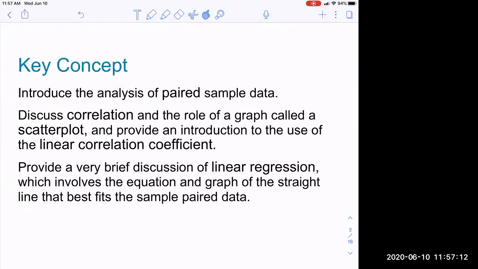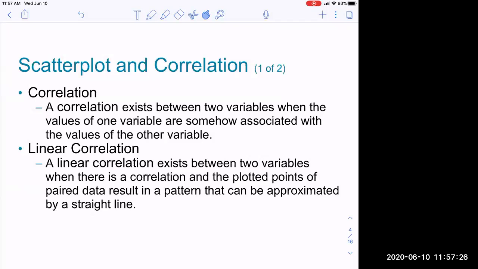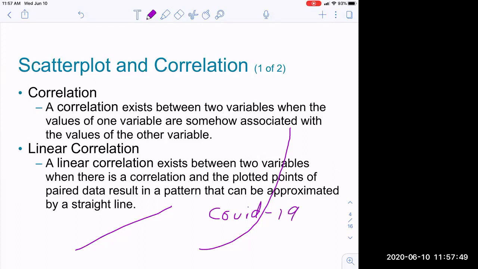Going to talk about correlation, scatter plots, which is a graph, and then the linear correlation coefficient. It'll tell us how strong the correlation is. So I think you have an idea of correlation. It's just a relationship, really. Linear correlation is just going to be a straight line in the pattern. There are other correlations. For instance, here's exponential, which you may have seen with COVID-19. It's been following an exponential model.